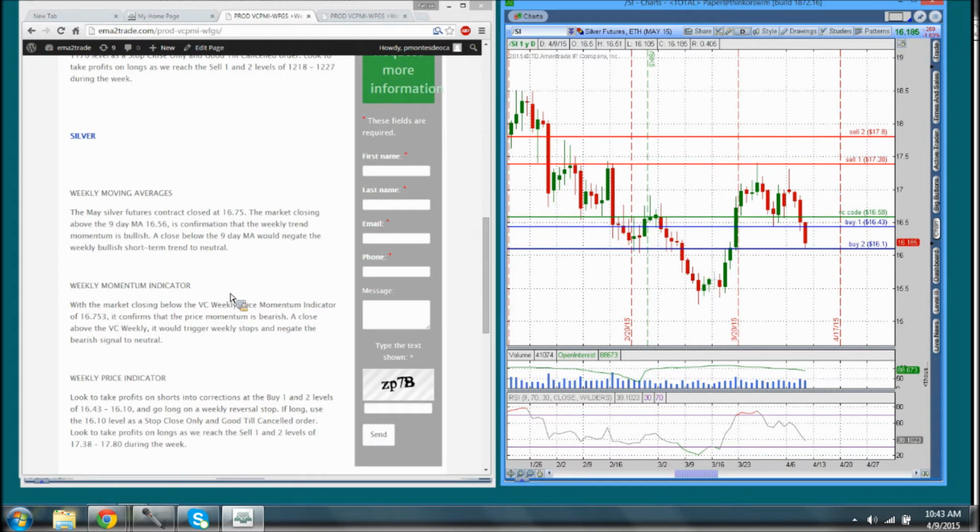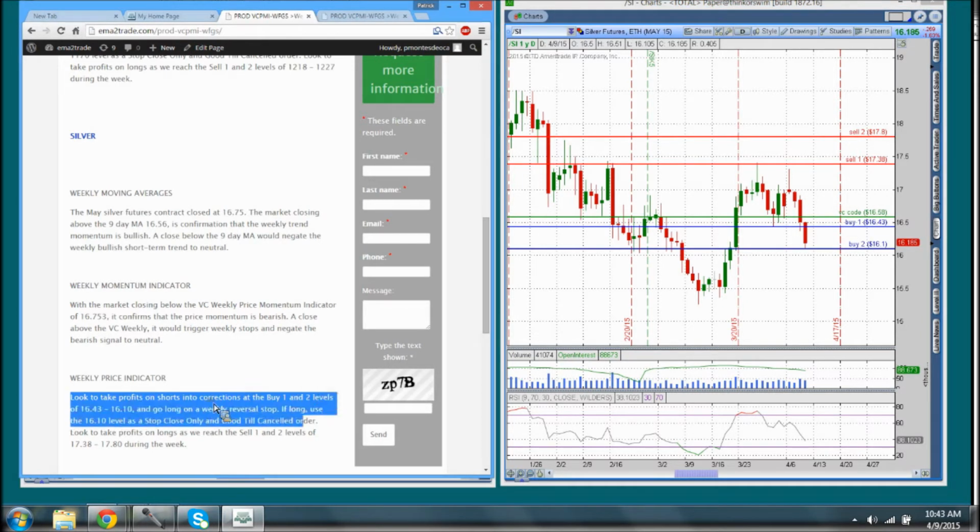It closed very, very close to the pivot point of 1675.30, but it did close below, therefore the momentum got bearish at that point. It also tells you that a close above 1675 would negate this bearishness, the signal to neutral. And if you go short, look to take some profits at the buy 1 level of 1643 to 1610.